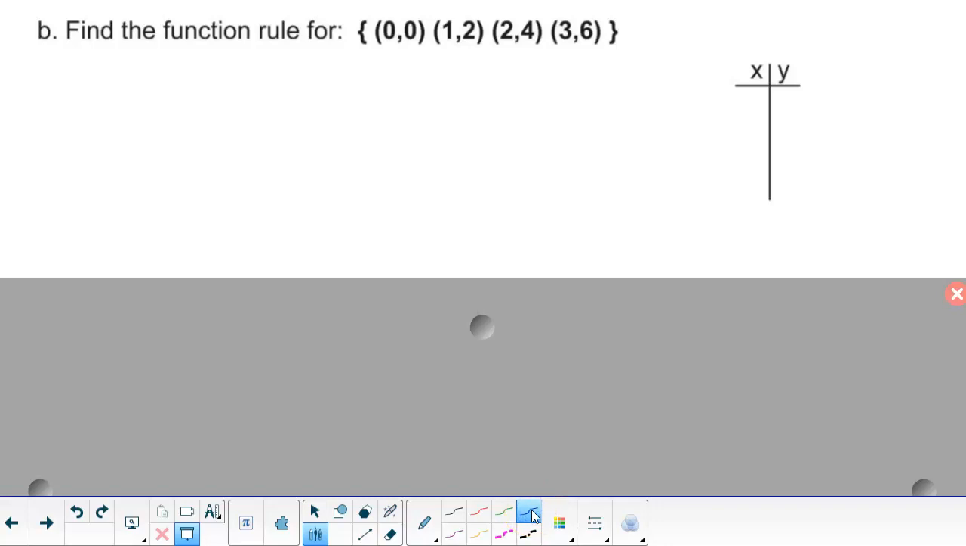Okay, so here's a second example. Notice we're given the problem, the function, in set form. So this one's in set form, right? It's not in function form. But that's okay. The XY chart's pretty easy.